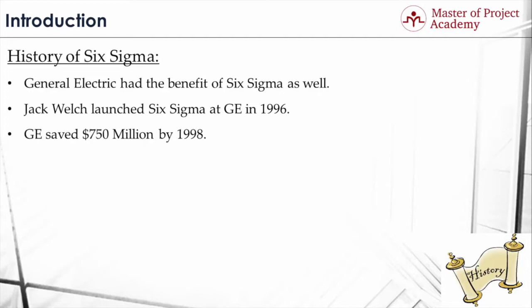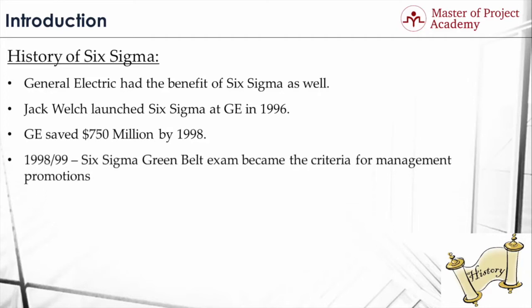GE could cut invoice defects and disputes by 98%, speeding payment and creating better productivity. They also streamlined the contract review process, leading to faster completion of deals and annual savings of $1 million. In 1998 and 1999, the Six Sigma Green Belt exam became the criteria for management promotions.